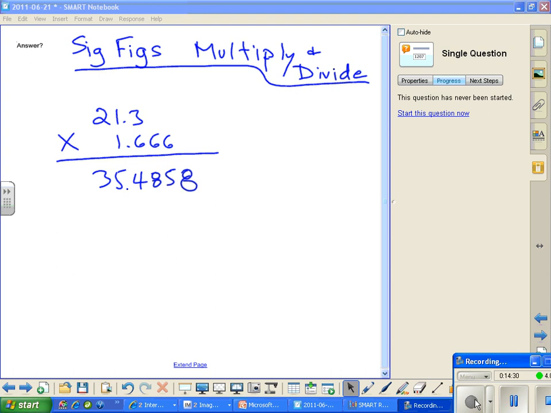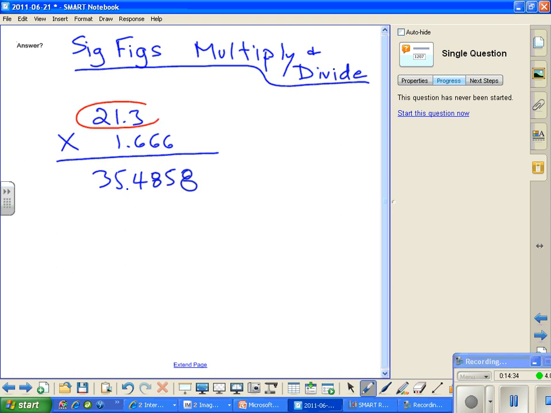Now how many sig figs do we have? And here's how we figure that out. This is how many sig figs? 3. This is how many sig figs? 4. What's the smallest number of sig figs? 3. 3 is the winner. 3 is the winner because he's the least accurate. 3 sig figs, that is. This line right here. So I am going to go 1, 2, 3, and I'm going to draw the line.